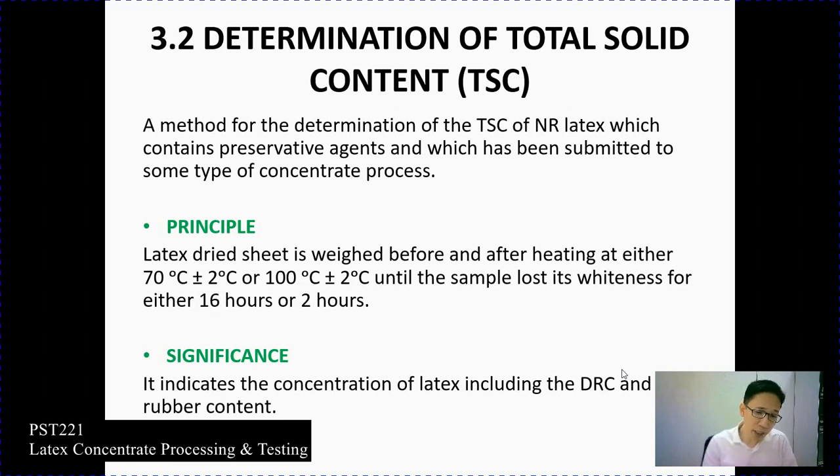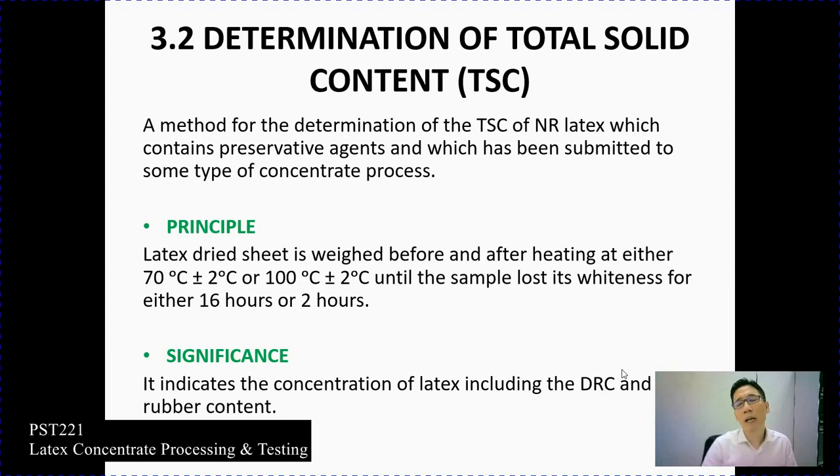So the principle is, I think, very simple and straightforward. So you just dry the sheets, okay, to make sure that the sheets you produce are properly dry. So you can use either 70 degrees Celsius or 100 degrees Celsius. So when you have your dry sheets, you may put your dry sheets in a desiccator for a while before you measure the dry latex.